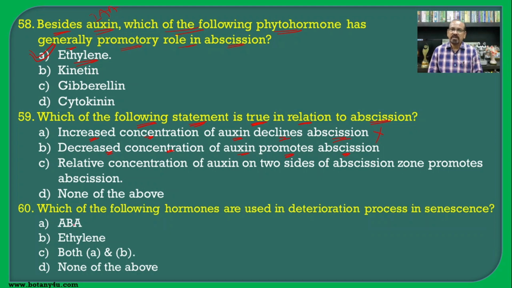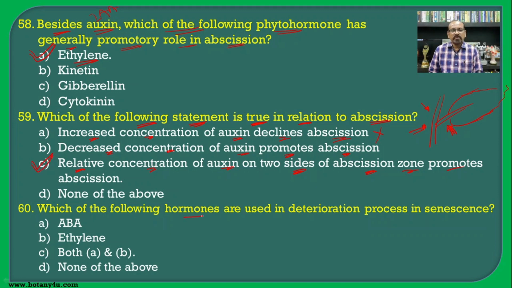This is somewhat correct. Then relative concentration of auxin on two sides of abscission zone promote the abscission, and this is the correct one, because this abscission is nothing but the separation or the leaf fall. So this is one of the proximal side and this is the distal side. So the relative concentration on the proximal and the distal side of the auxin determine the process of the abscission, and hence this is the correct answer.